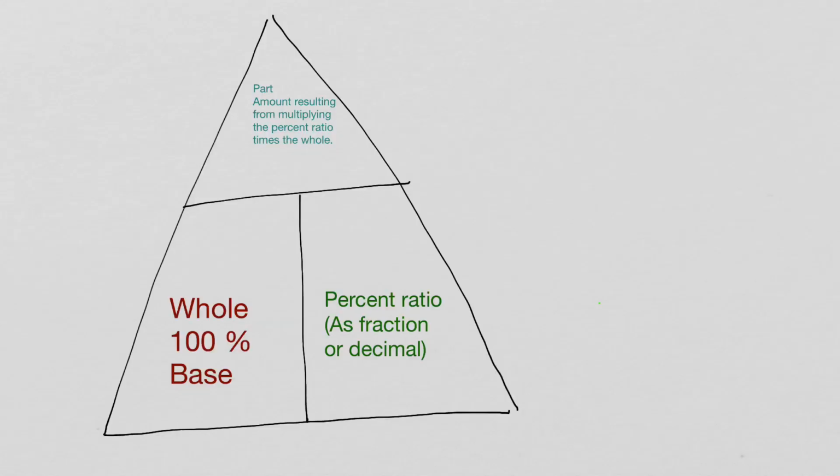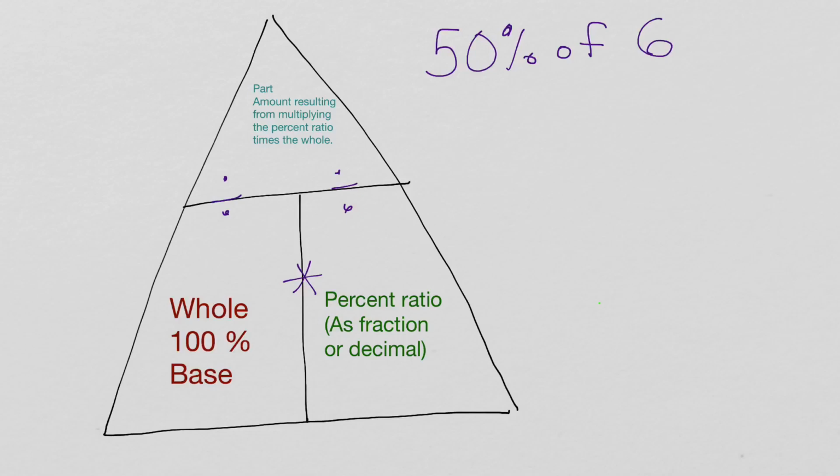The percent equation can be put into a fact family triangle. So the whole, or the 100%, times the percent ratio as a fraction or decimal equals the part. That means the part divided by the whole equals the percent ratio, and the part divided by the percent ratio equals the whole. To help us see this, let's find 50% of 6.